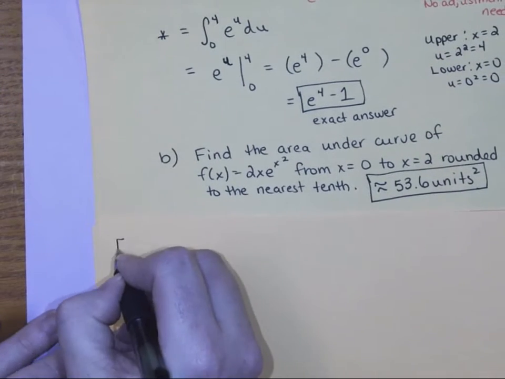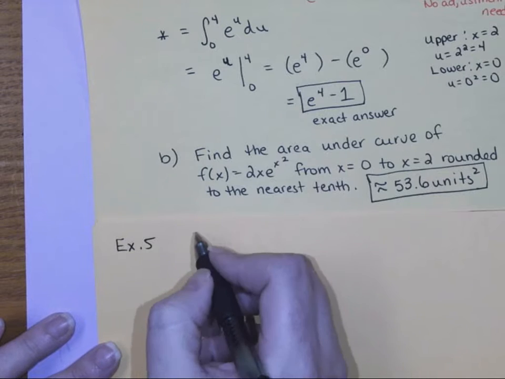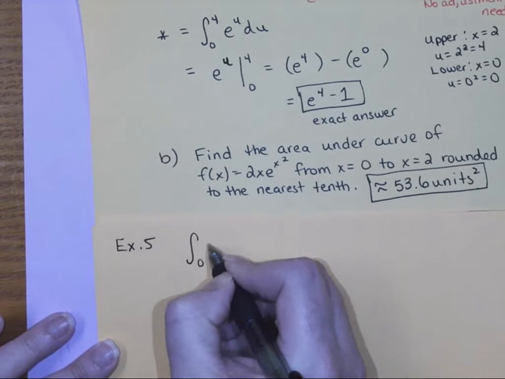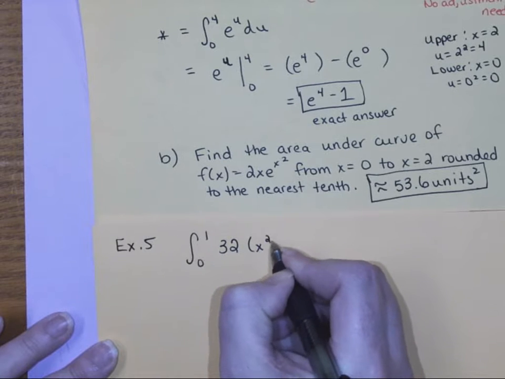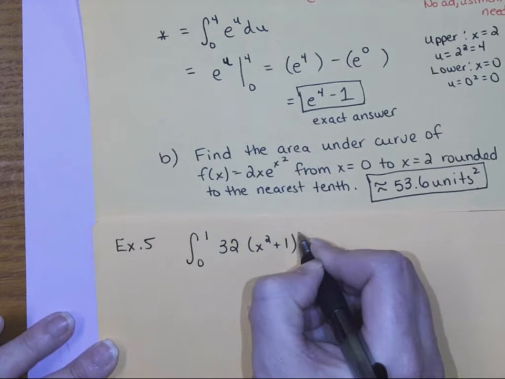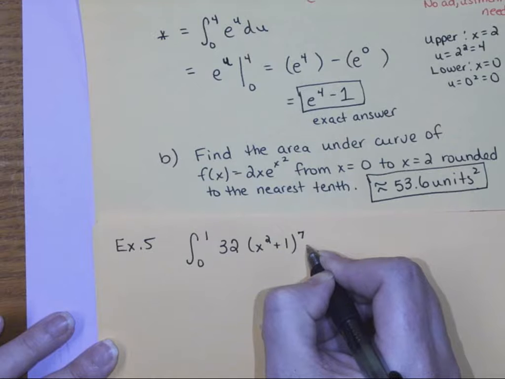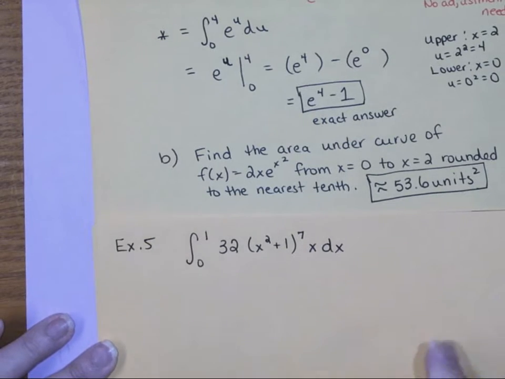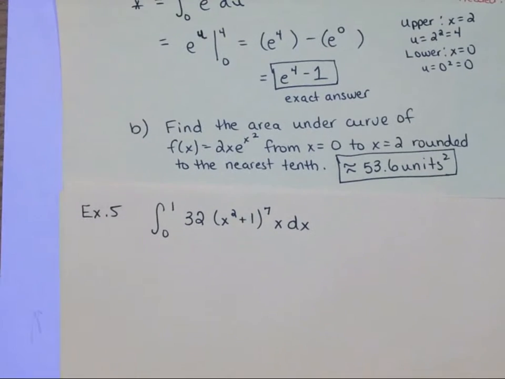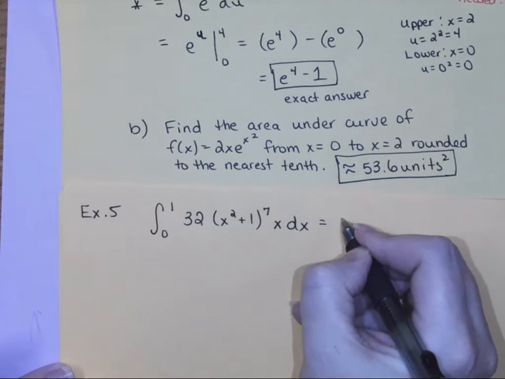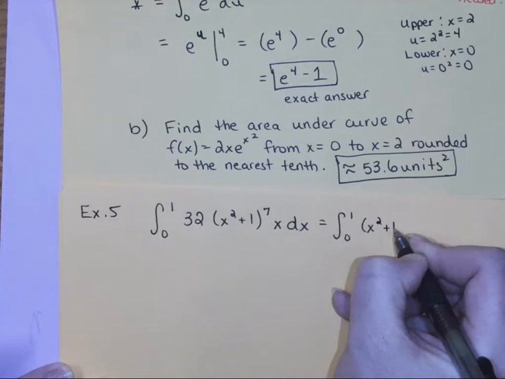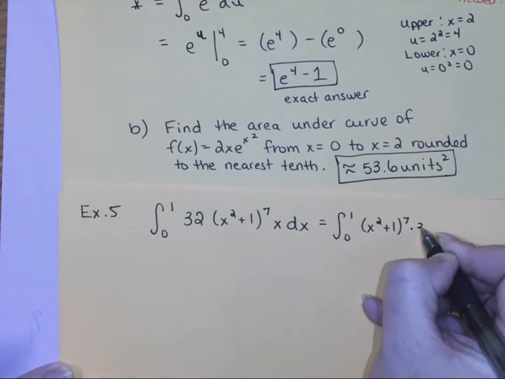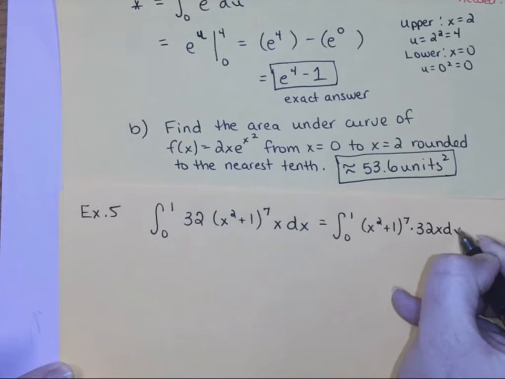All right. So the integral from 0 to 1 of 32 times x squared plus 1 to the 7th, and then x dx. So there's a lot going on in this problem. So I would certainly suggest that you write the complicated piece first. I'm not going to do anything other than just rewrite this. So this is times 32x dx.